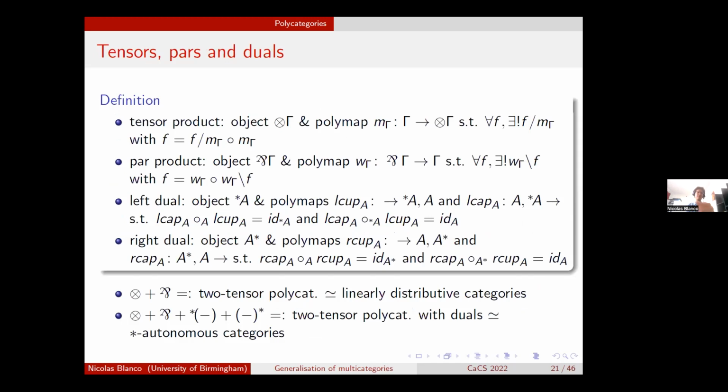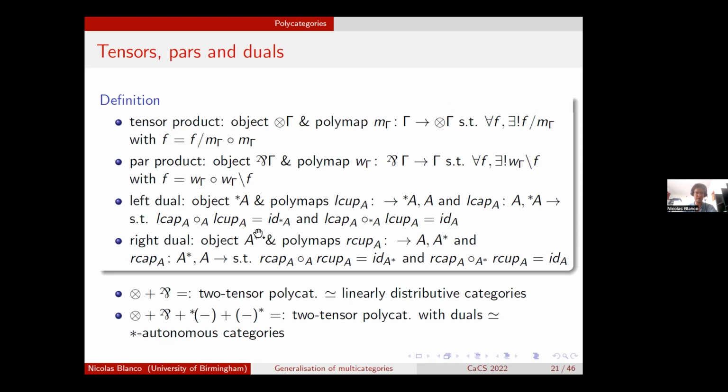And so in any polycategory, we can define this notion of tensor and power. The tensor is defined in exactly the same way as for multi-categories. So it's saying I have an object, the tensor, coming with a polymap into the tensor, such that any map that has gamma in its input will uniquely factorize from a map that has a tensor of gamma in its input. And for the power, it's dual. So now you have a map that goes out of the power into gamma, such that any map that has gamma in its output will uniquely factorize from a map that has power gamma in its output.